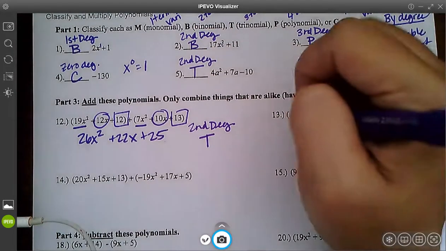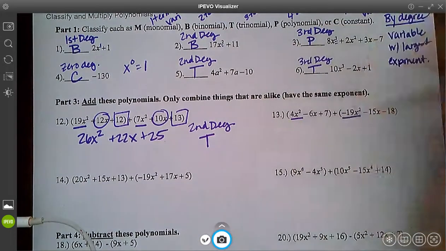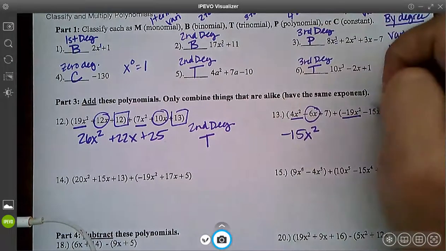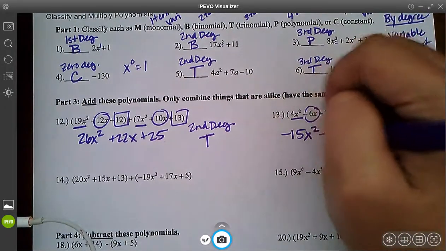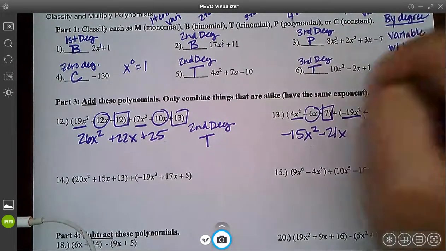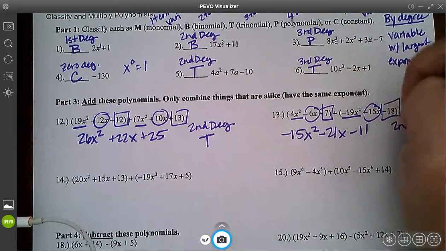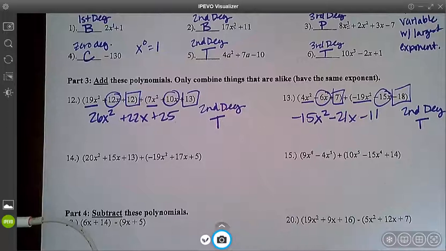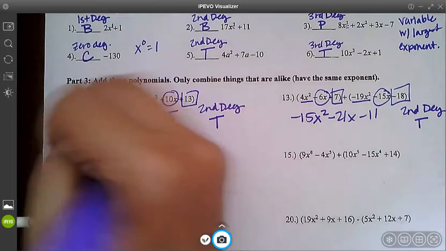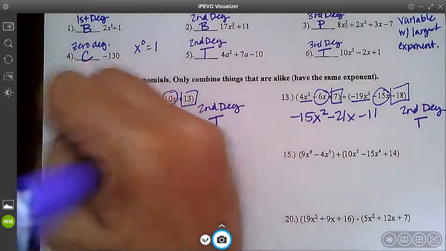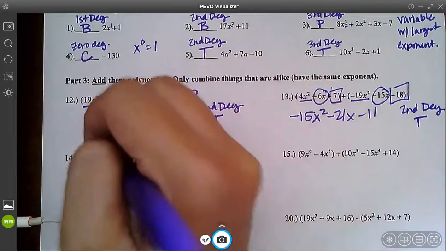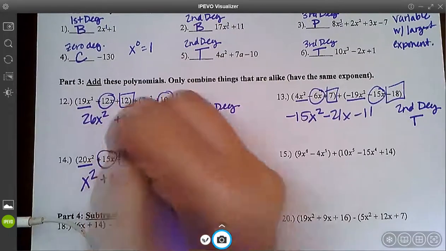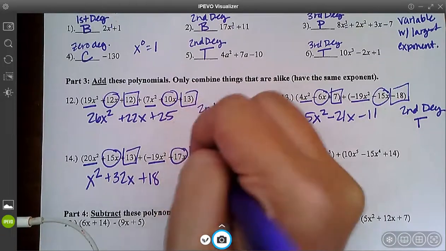This one, we have 4x squared plus negative 19x squared is negative 15x squared. Negative 6x minus 15x is negative 21x. And 7 minus 18 is negative 11. Again, we have a second degree trinomial. The next one, 20x squared minus 19x squared is just x squared. 15x plus 17x is 32x. And 13 plus 5 is 18. Again, a second degree trinomial.